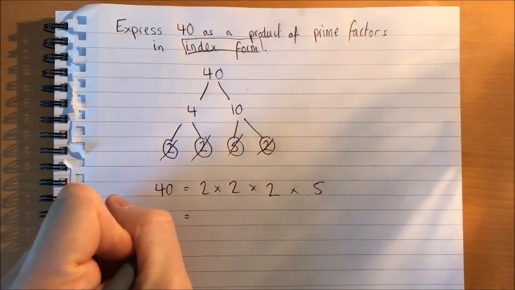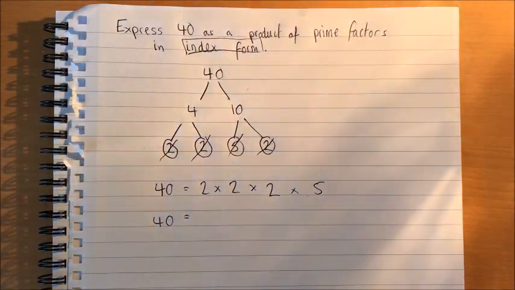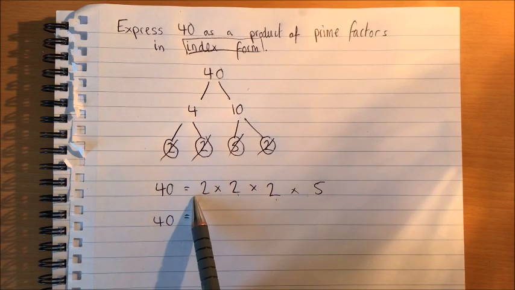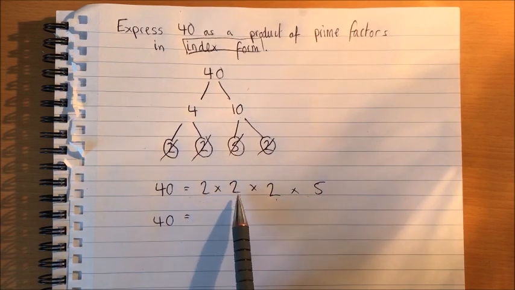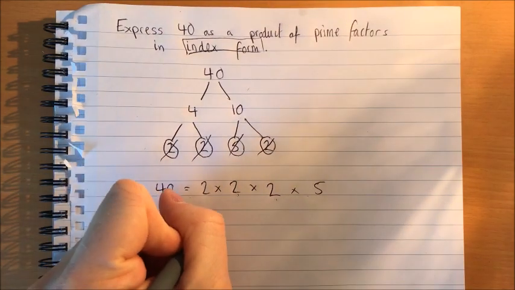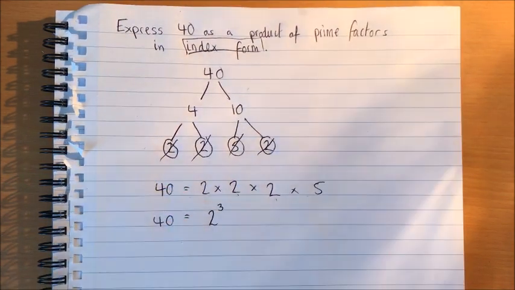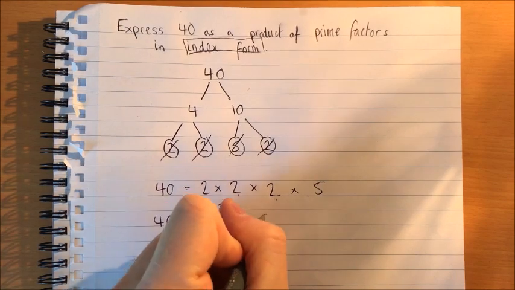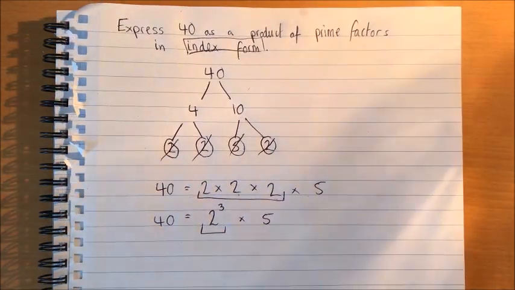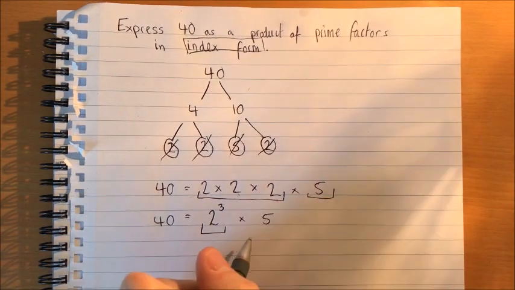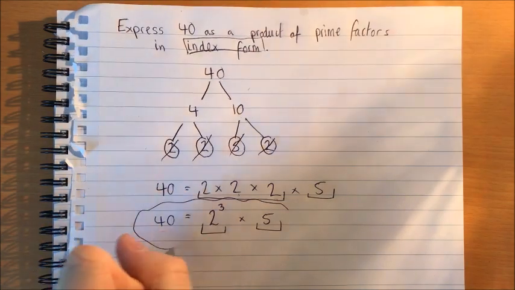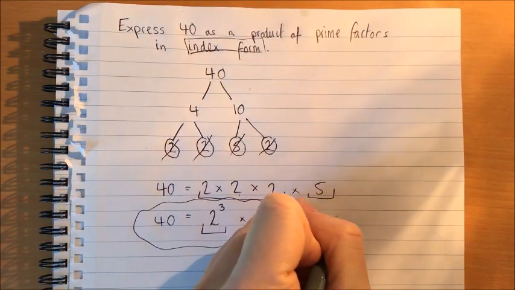So let's think about it. Think about what we did a few minutes ago. 2 times 2 times 2. How can I write that in index form? Well, 2 times 2 times 2 is just three 2s all timesed together. So we're going to call that 2 to the power of 3. And then I'm just timesing it by 5, because that 5 is on its own. My 2 times 2 times 2 is 2 cubed, and my 5 on its own is just times 5. So this is my answer in index form.